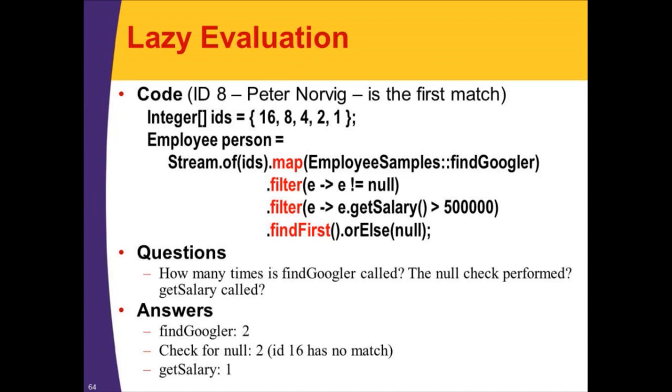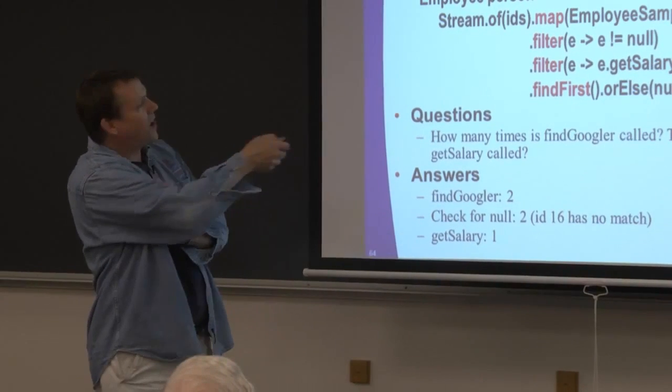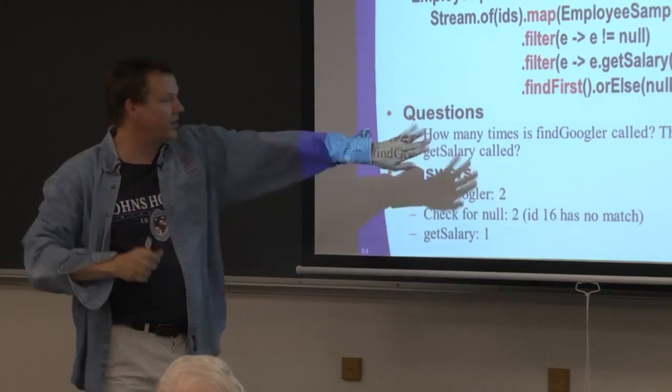All right, how many times does it call findGoogler? How many times does it check for null? How many times does it check the salary? And so say there are 5,000 IDs. Give me a number. Don't look at the answer.